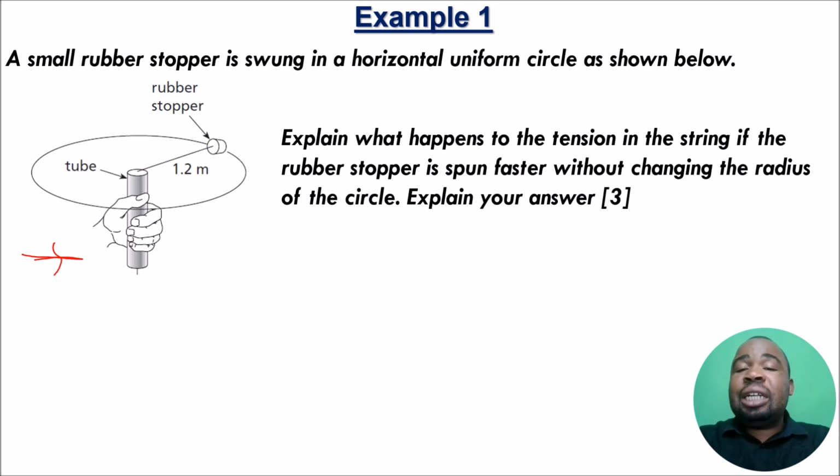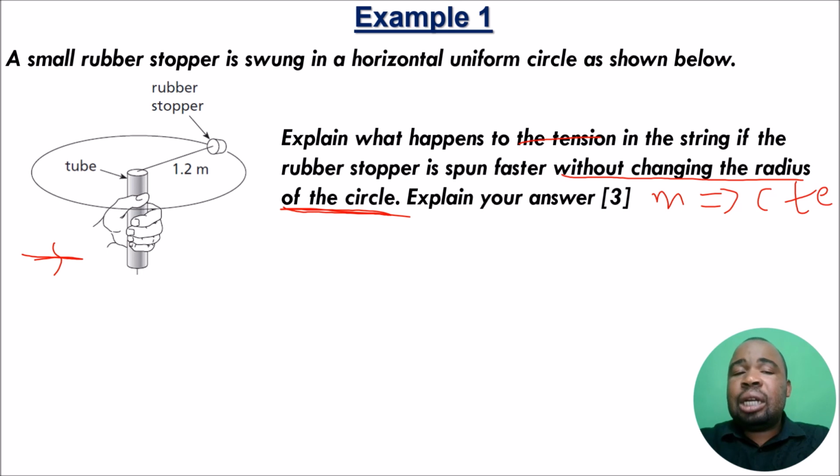Explain what happens to the tension in the string if the rubber stopper is spun faster without changing the radius of the circle. In uniform circular motion, the radius must remain the same. Now, there are some things we need to understand. Number one, mass is constant. Why are we saying mass is constant? It's the same rubber stopper. We're still using the same object, so mass remains constant. Number two, radius remains constant. Why? The question says without changing the radius of the circle.